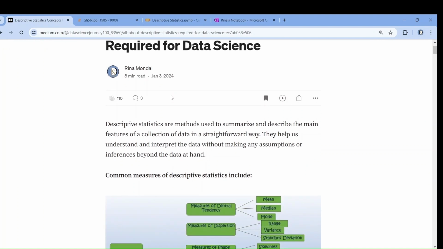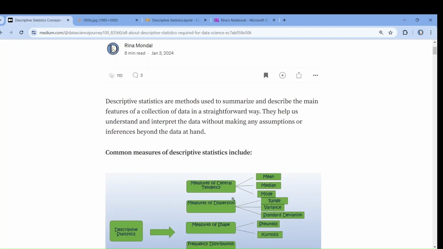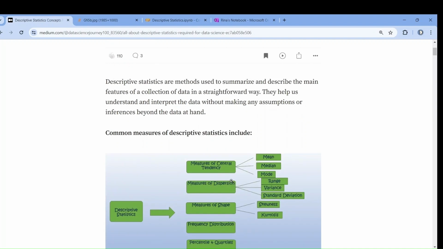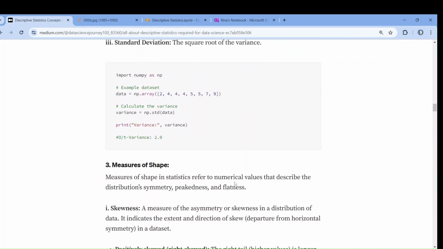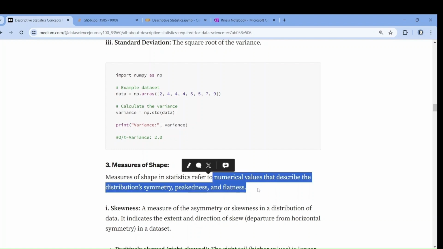As of now, we have completed measures of central tendency for finding the central point of the dataset. Next, we did measures of dispersion, that is finding the variability in the dataset. And now we are going to study measures of shape. We have to read skewness and kurtosis. Okay. Now first understand what measures of shape are. Measures of shape means numerical values that describe the distribution's symmetry, thickness, and flatness.